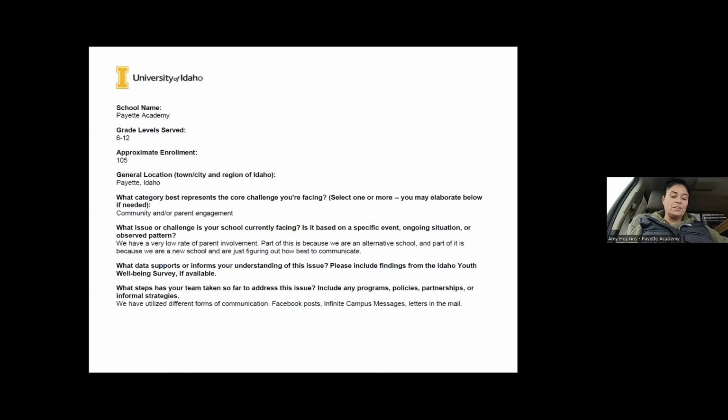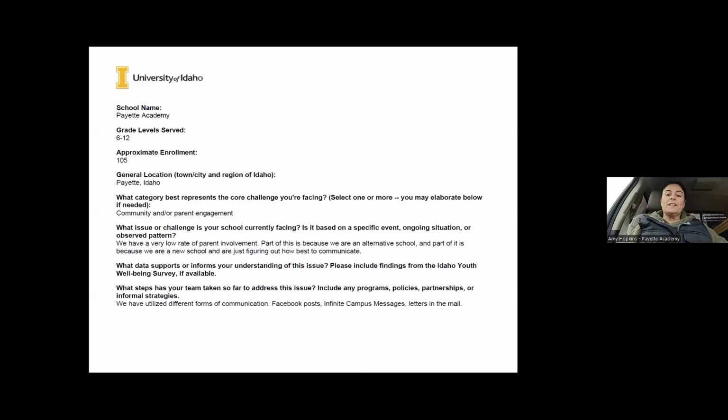The reality is that alternative schools sometimes receive students only after years of academic or behavioral struggles. So by the time the families arrive at Payette Academy, they feel discouraged, overwhelmed, or unsure how to help their child succeed academically. This can create a sense of disengagement, not because parents don't care, but because they're uncertain about what their role is at the time.